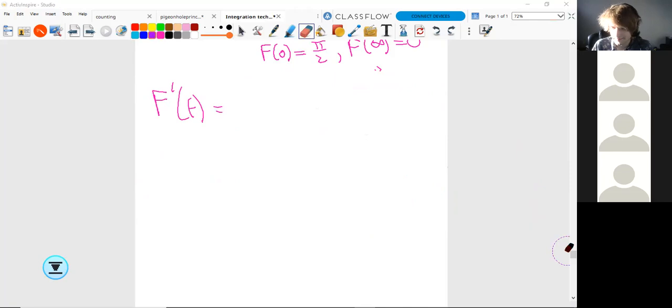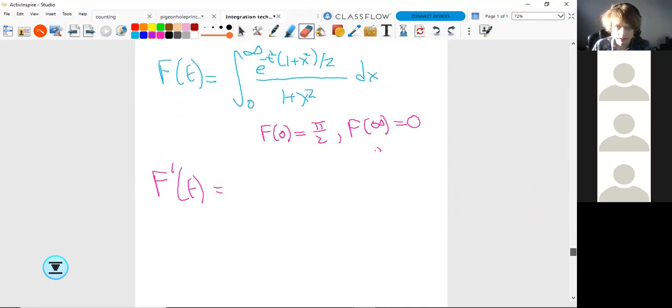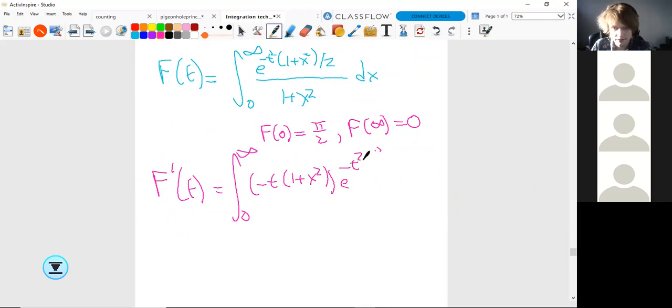All right. This is a very delicate integral or derivative. It's actually not that bad. I have made mistakes doing this integral several times, so I just want to get it right. So we get minus t times 1 plus x squared times e to the minus t squared times 1 plus x squared over 2, over 1 plus x squared dx.